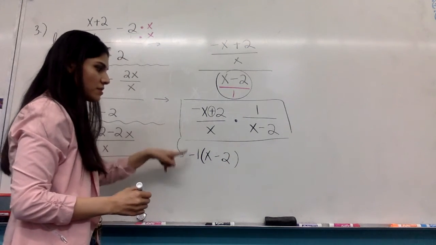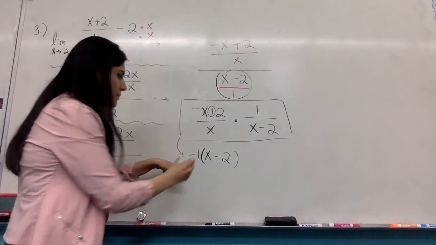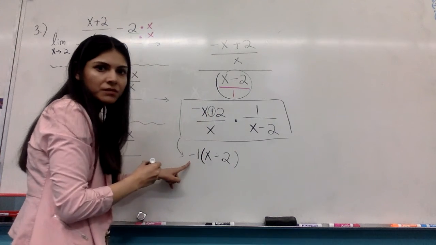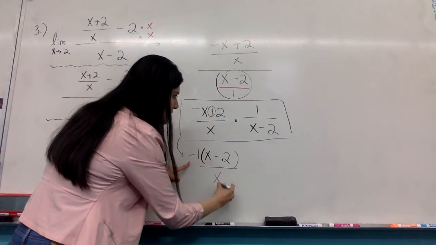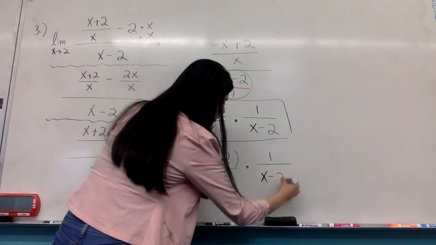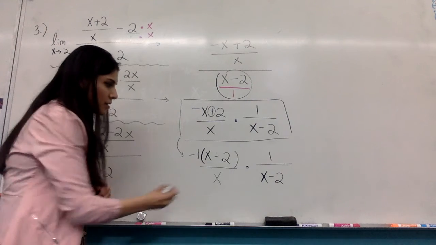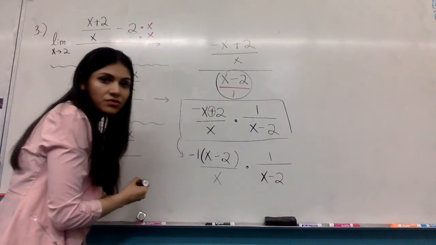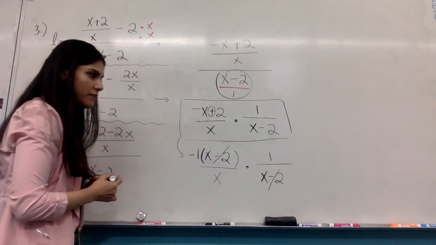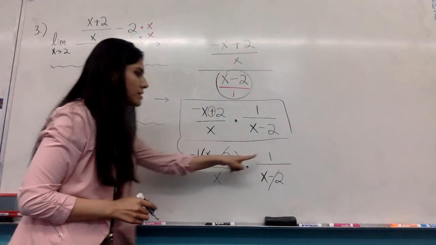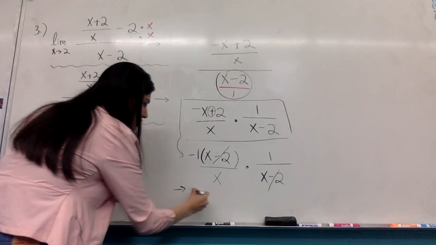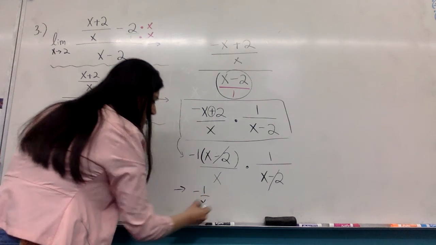All I did is factor out a negative 1 from here. Because if I were to distribute this negative 1 back in, you would get the original again. So I factored out a negative 1. Once I do that, x minus 2 and x minus 2 cancel. Now what I'm left with on top is negative 1 times 1, and at the bottom we just have x. So negative 1 times 1 is just negative 1 all over x.